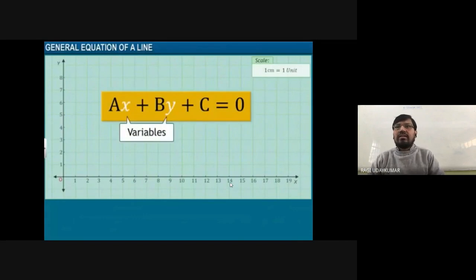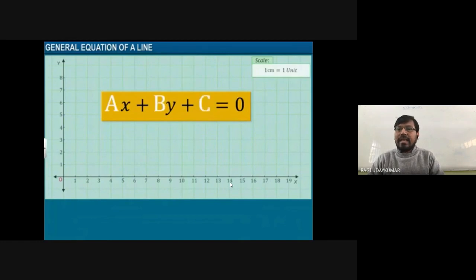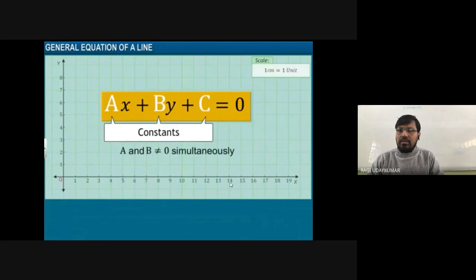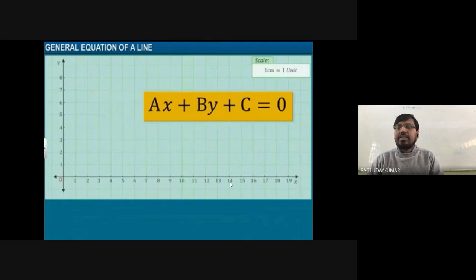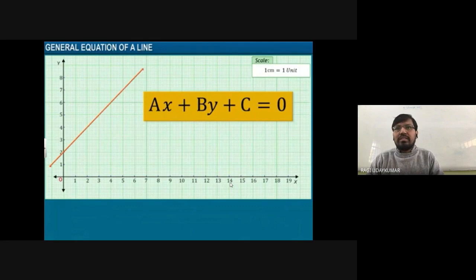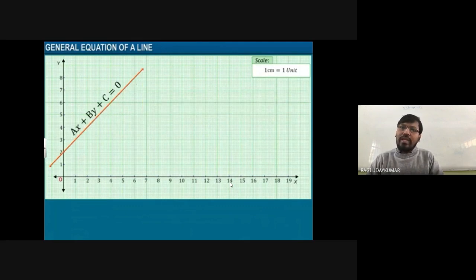So here x and y are the variables, and a, b, c are real numbers, meaning constants. And here a and b should not be equal to 0 simultaneously, which can be expressed as a square plus b square should not be equal to 0, or mod a plus mod b should not be equal to 0. Simultaneously means both should not be equal to 0. Any one can be 0. So this is the general equation.